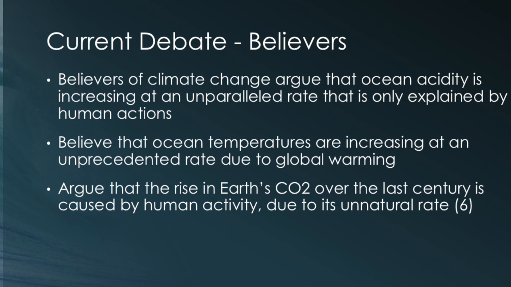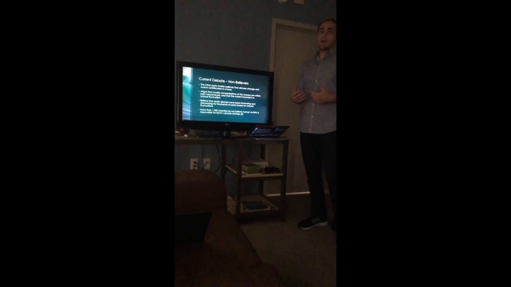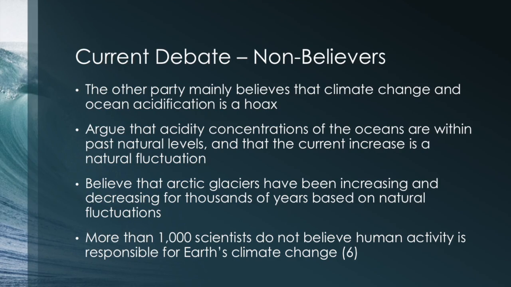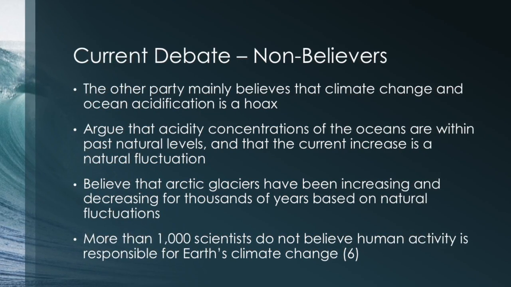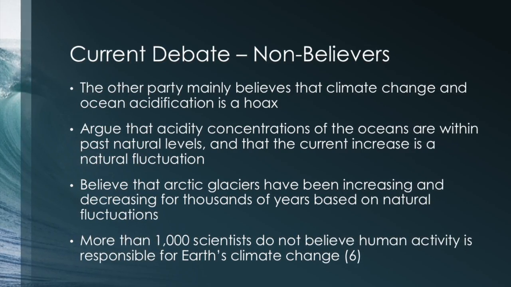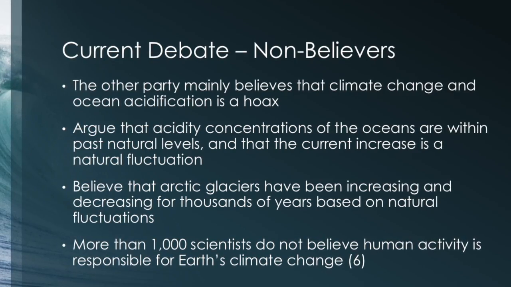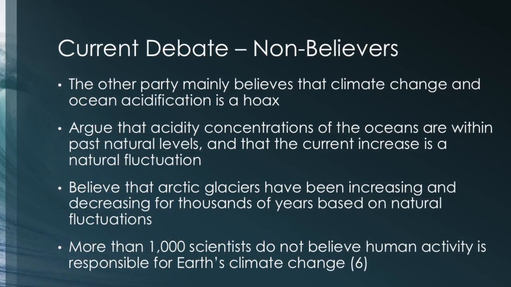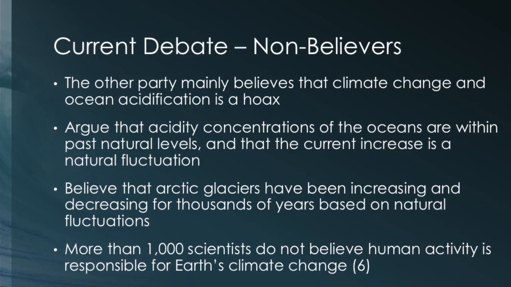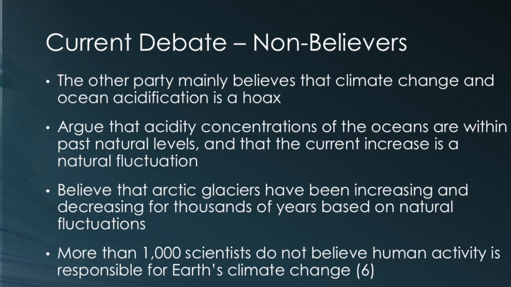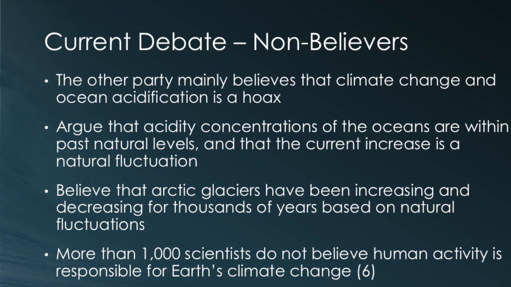The other party, who do not believe in climate change and do not believe in ocean acidification, believe that climate change and ocean acidification is a hoax. They argue that acidity concentrations in the oceans are within past natural levels and that the current increase is due to natural fluctuations. They believe that Arctic glaciers have been increasing and decreasing for thousands of years based on natural fluctuations. And finally, they also agree that more than 1,000 scientists do not believe human activity is responsible for this climate change, and so it's scientifically backed.